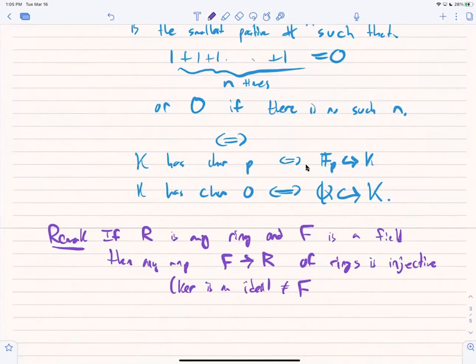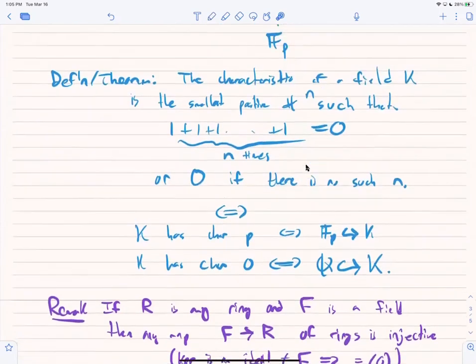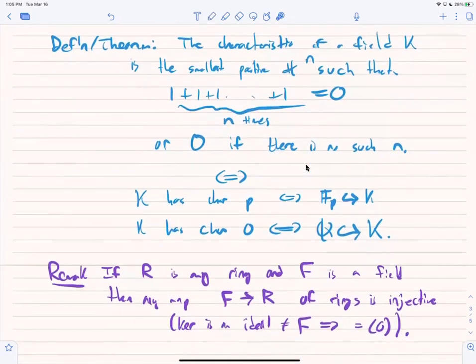This definition again depends a bit; probably this is not the first time I've been a little ambiguous. If you allow the 0 ring, this is not true for the 0 ring, but otherwise it is true. So the kernel is an ideal not equal to F, which implies it's just the 0 ideal, because the only ideals in a field are the 0 ideal and the whole thing. This is a useful fact to remember. Here I mention it because saying I have an injection from F_P to K is the same as saying I have any map from F_P to K, and saying I have an injection from Q to K is the same as saying I have any map from Q to K.